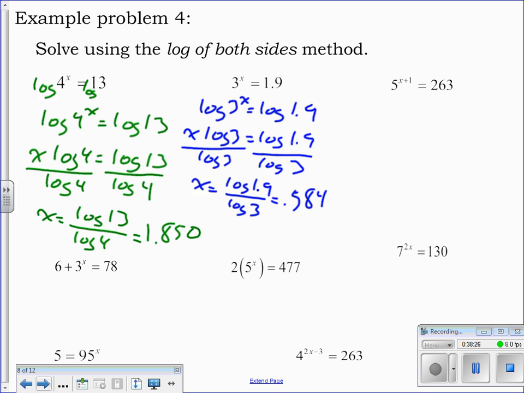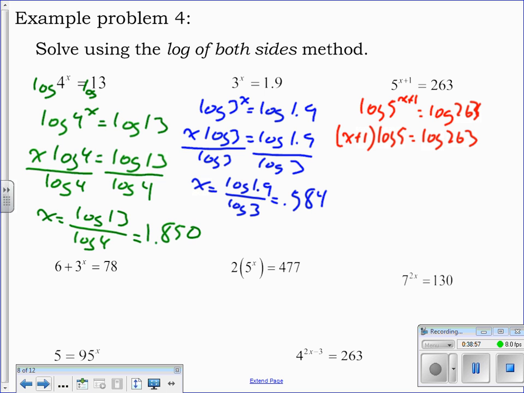First step, log both sides. Log of 5 to the x plus 1 is equal to the log of 263. Bring the power down out in front. X plus 1 times the log of 5 is equal to the log of 263. Divide both sides by the log of 5. X plus 1 is equal to the log of 263 divided by the log of 5.